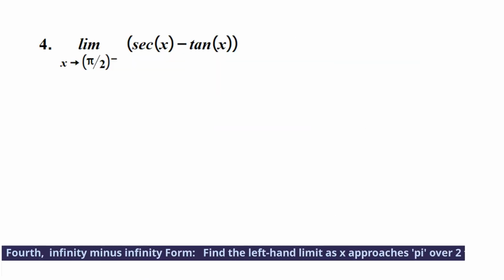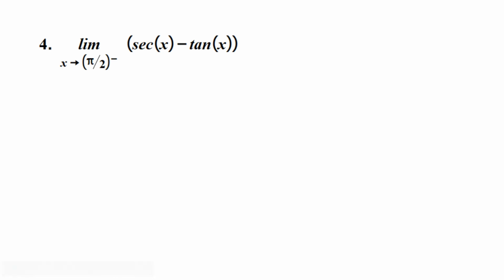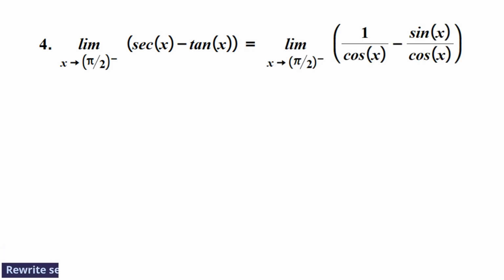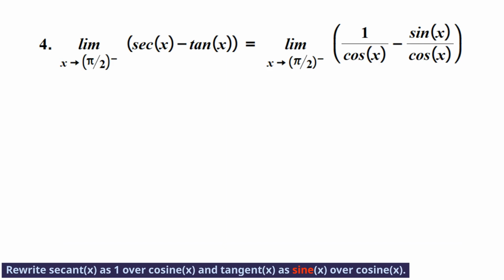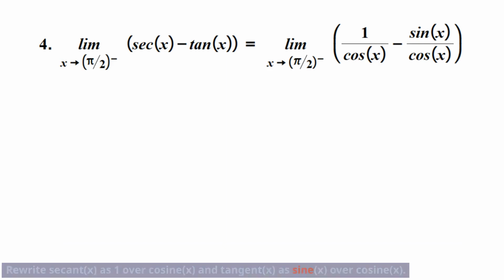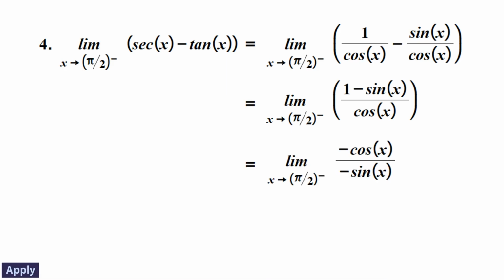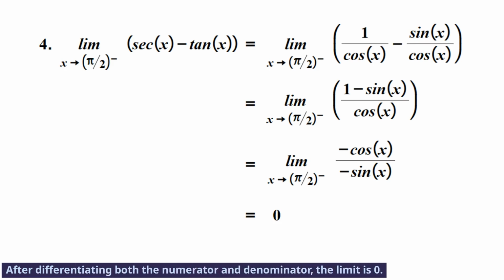Fourth, infinity minus infinity form. Find the left-hand limit as x approaches pi over 2 for secant x minus tangent x. As x approaches pi over 2 from the left, both secant x and tangent x tend to positive infinity. Rewrite secant x as 1 over cosine x and tangent x as sine x over cosine x. The limit becomes 0 over 0 as x approaches pi over 2 from the left. Apply L'Hopital's rule. After differentiating both the numerator and denominator, the limit is 0.